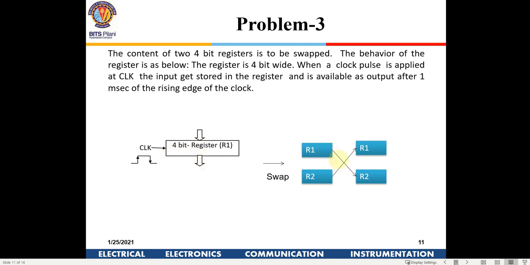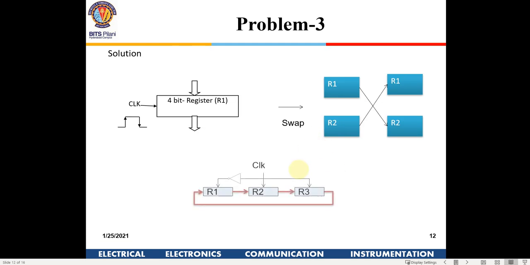Now we need to swap the contents of R1 and R2, right? So what is the way we need to implement it? This is how we are going to do it. This is the register R1, and then we have R2. Between R1 and R2, we put an inverted clock. Otherwise there will be a race around condition, right?